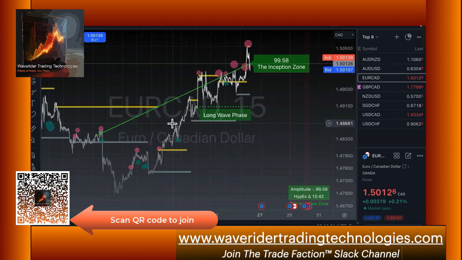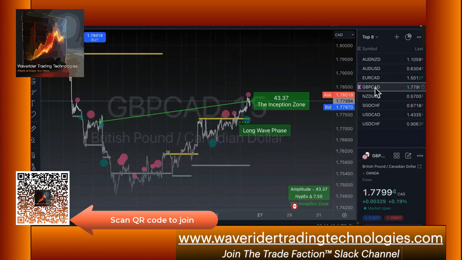Euro Canadian dollar, we are in an uptrend. We are in a long wave phase. We are in the zone. Same thing, waiting for a sweet spot to form. So we'll just be patient there. Pound Canadian dollar, we are in an uptrend. We are in the zone and we are in a long. I actually took this trade this morning.